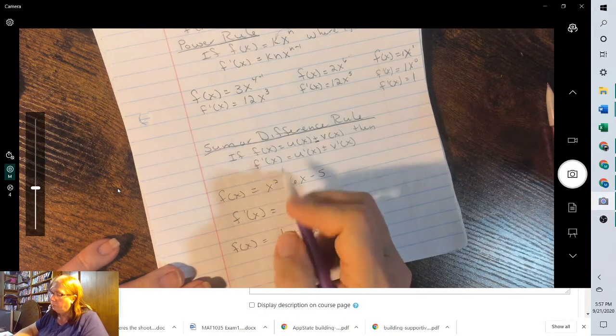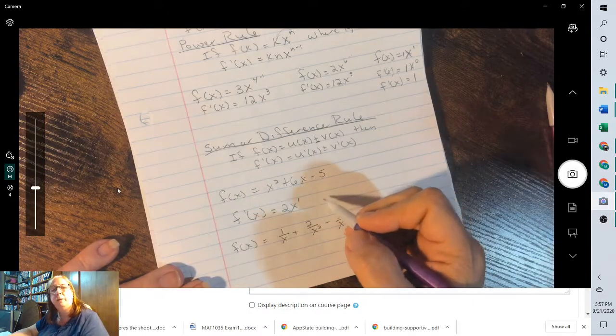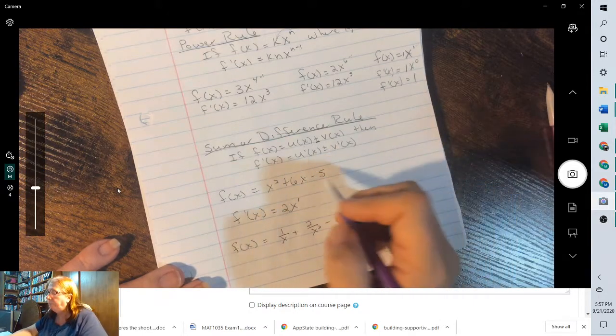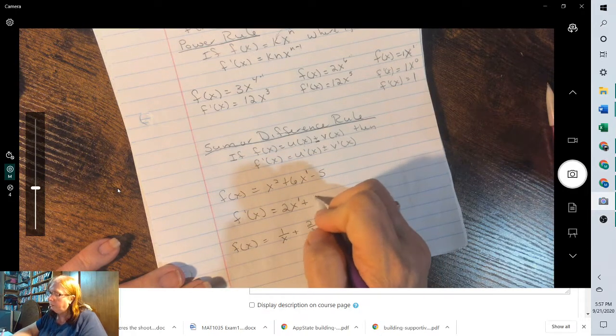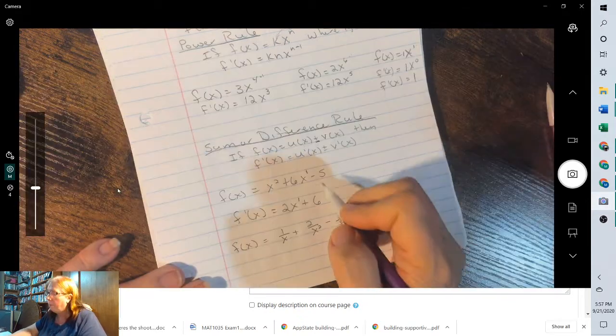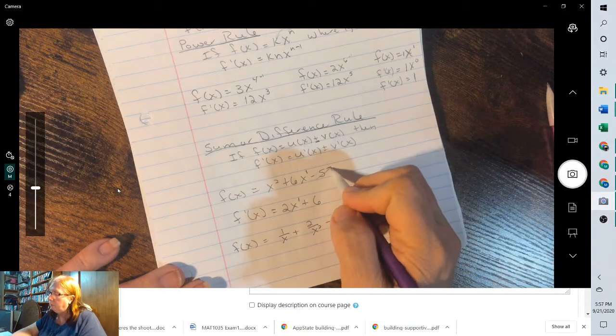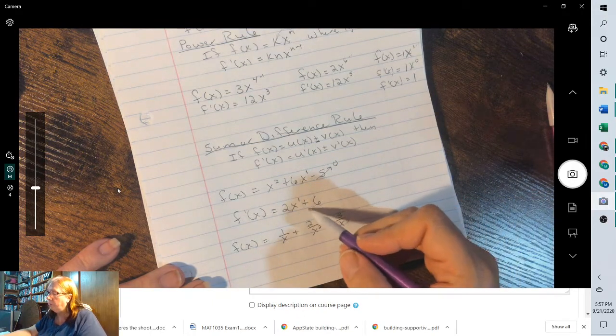2 times 1 is 2x. Subtracting 1, it would be to the 1st power, and you wouldn't have to show the 1. This one here, 6 times 1 is 6, and then it would be x to the 0, so the x drops out. This is a constant. It goes to 0. So it would just be 2x plus 6.